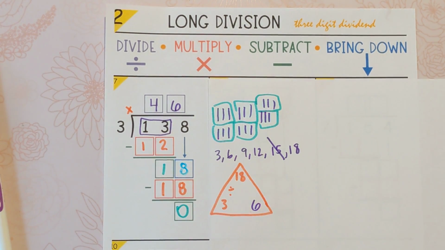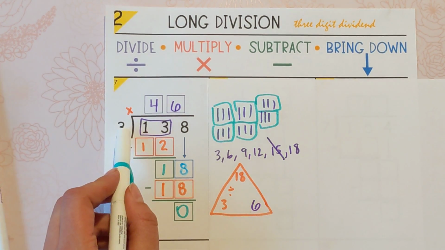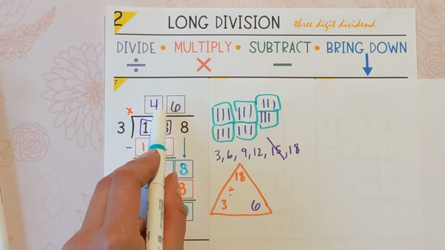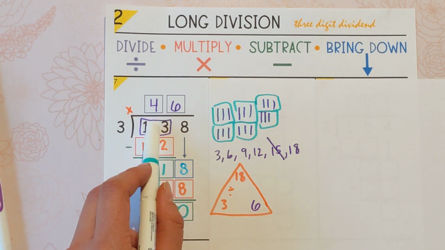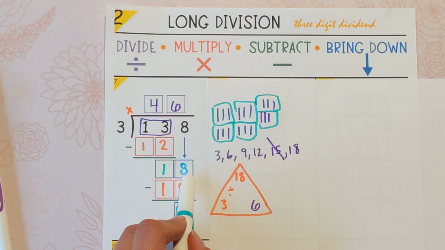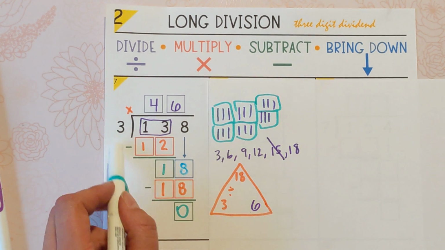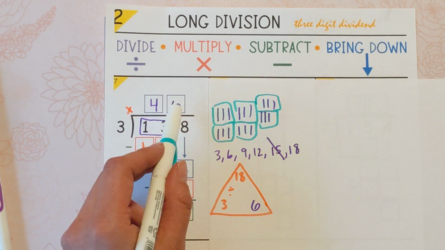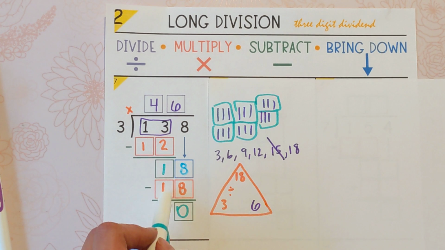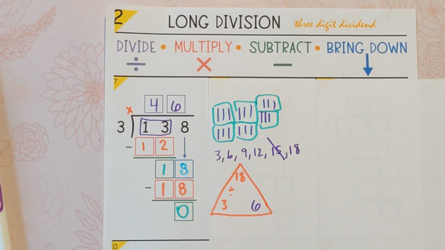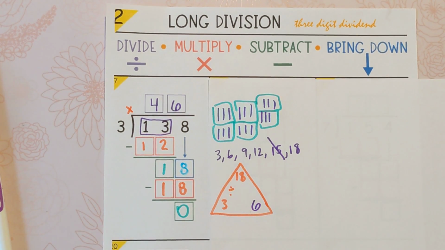So let's recap. We did, how many times can 3 go into 13? 4 times. 4 times 3 is 12. 13 minus 12 is 1. Bring down the 8. How many times can 3 go into 18? 6 times. 6 times 3 is 18. 18 minus 18 is 0. And that's the standard algorithm for long division.